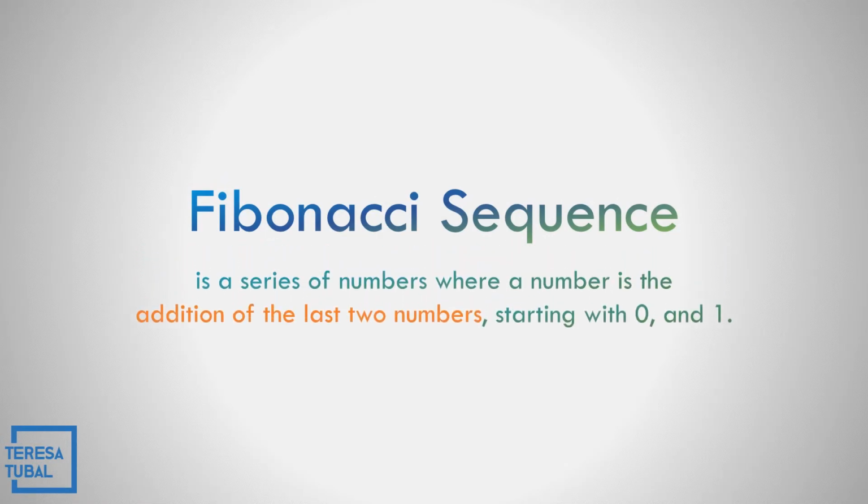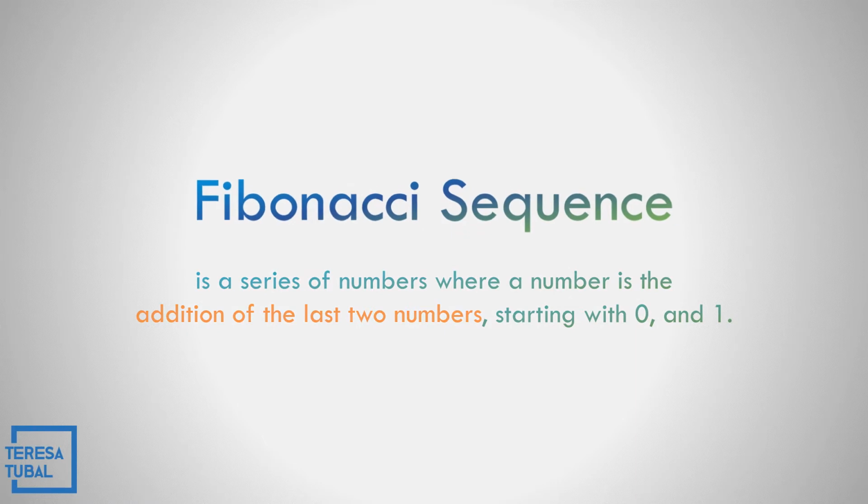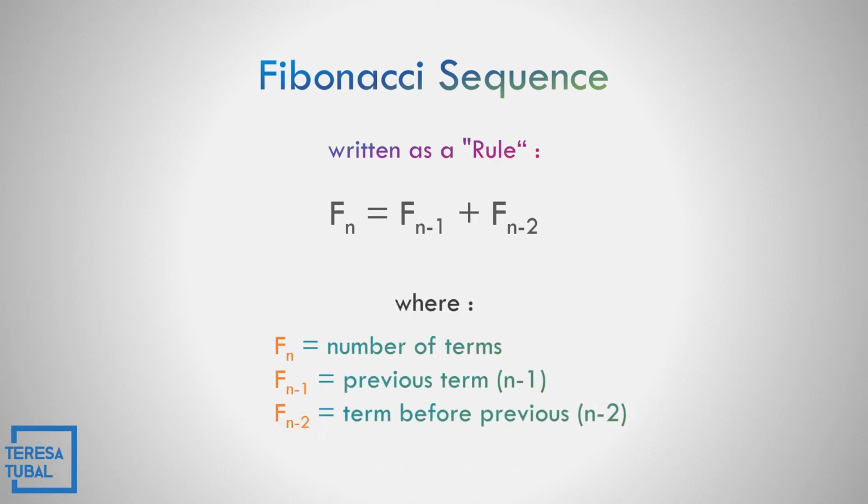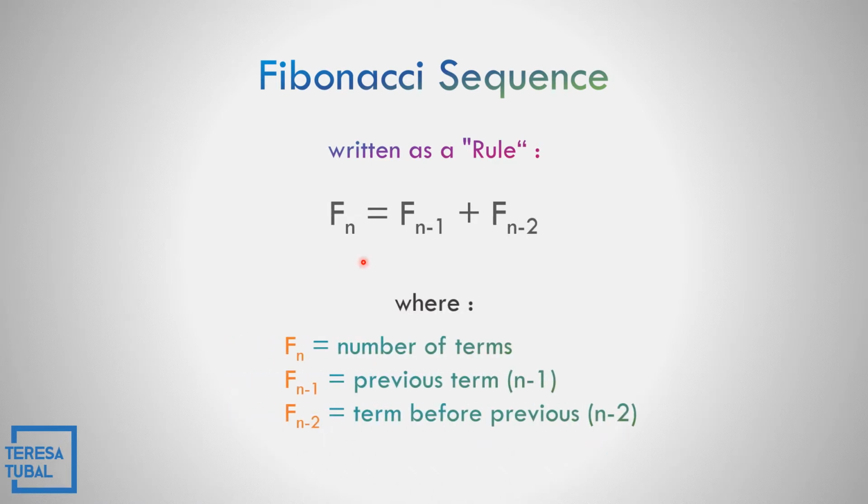The Fibonacci sequence is a series of numbers where a number is the addition of the last two numbers, starting with 0 and 1. So the Fibonacci sequence rule is f sub n is equal to f sub n minus 1 plus f sub n minus 2, where f sub n is the number of the term, f sub n minus 1 is the previous term, and f sub n minus 2 is the term before the previous.